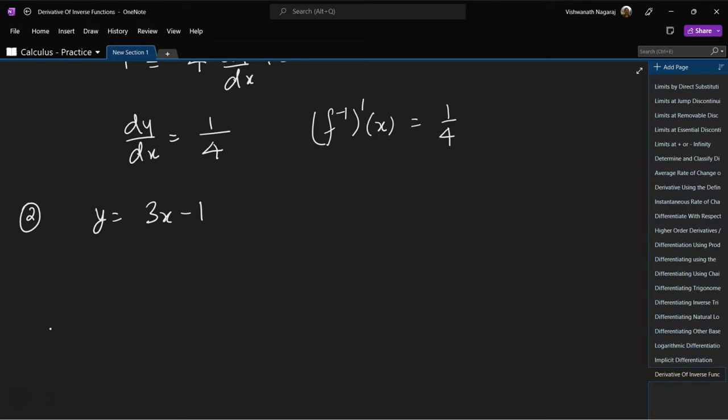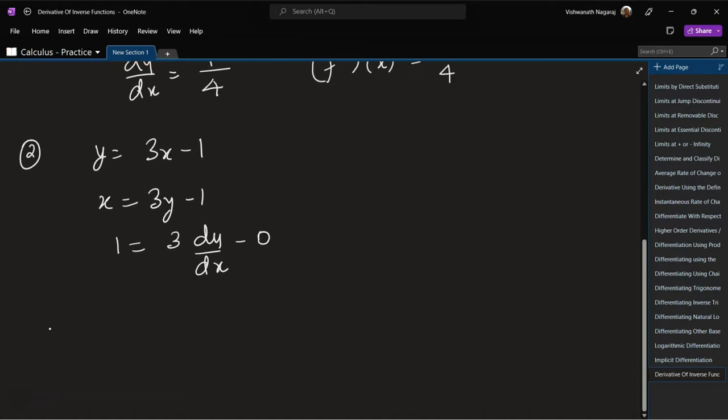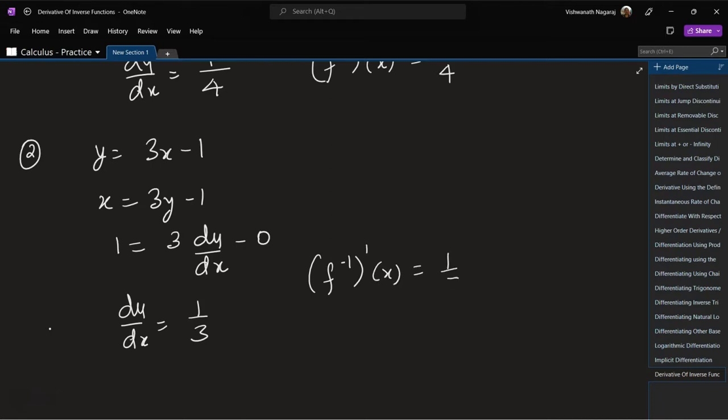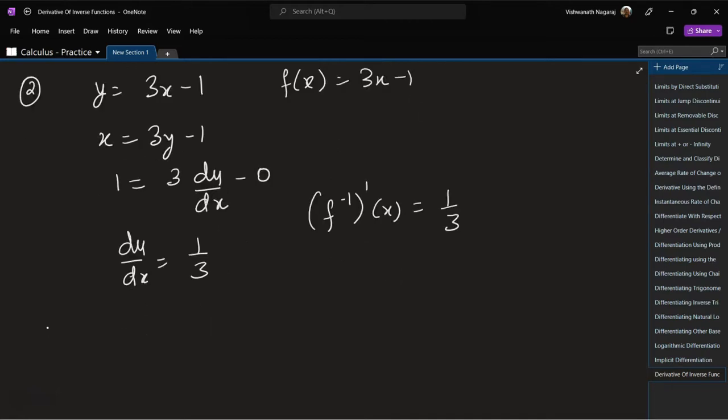So second one, y is equal to 3x minus 1. Its inverse would be x is equal to 3y minus 1, and we differentiate it. So 1 is equal to 3 dy by dx minus 0. So we get dy by dx is equal to 1 by 3. So therefore f inverse prime of x is equal to 1 by 3. Here f of x is equal to 3x minus 1, so the derivative of its inverse would be 1 by 3.